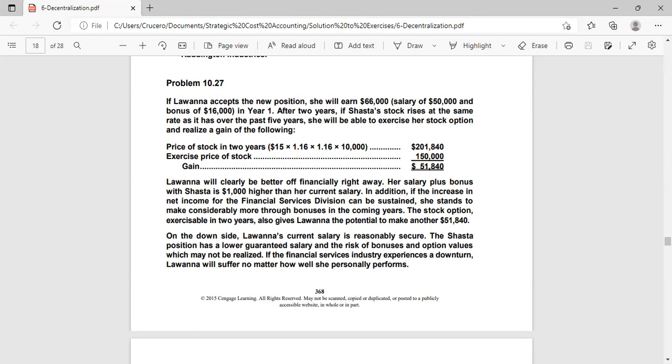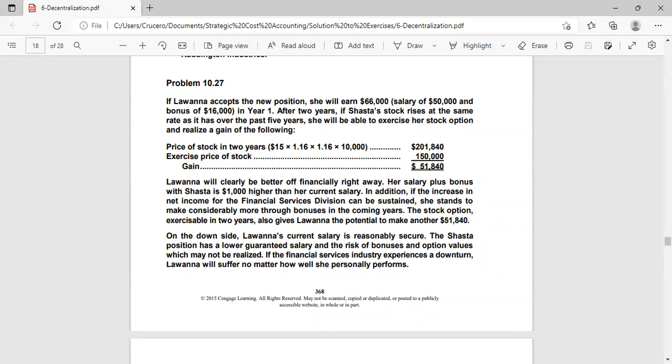Last year, the Financial Services Division earned $1,110,000, and this year it is budgeted to earn $1.6 million. Shasta stock has increased in value at the rate of 16% per year over the past 5 years. Lawana currently earns $65,000. So meaning her current salary is $65,000.